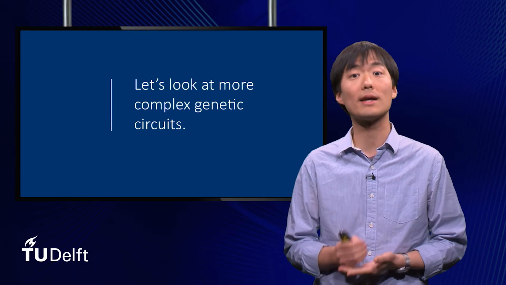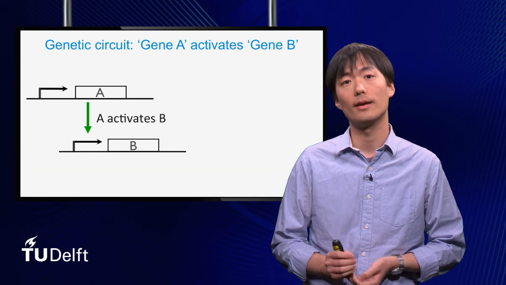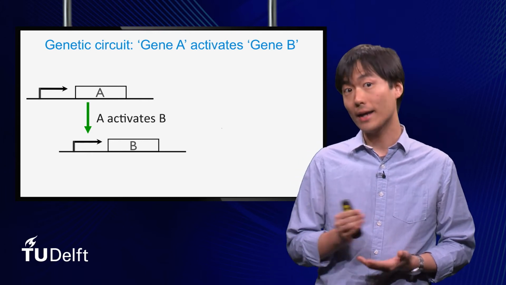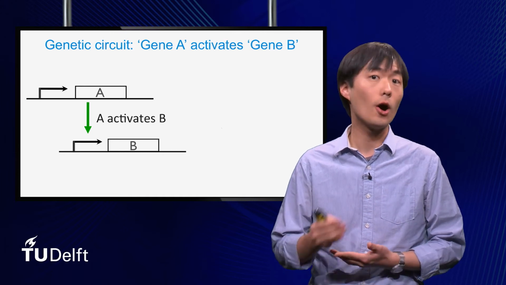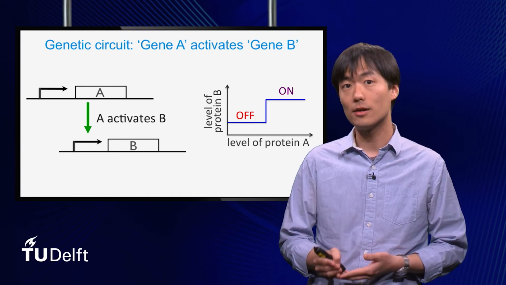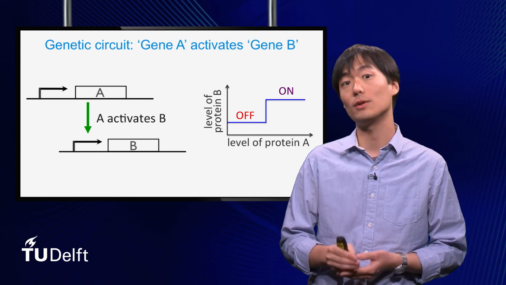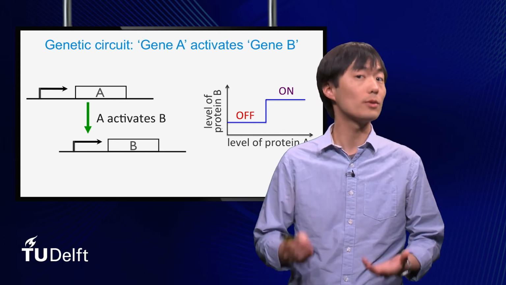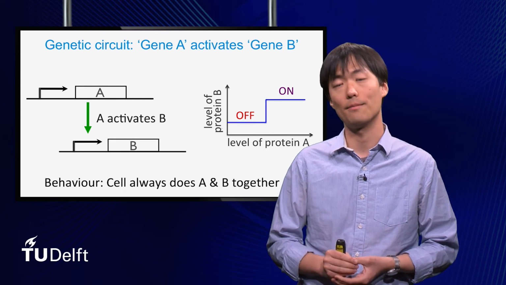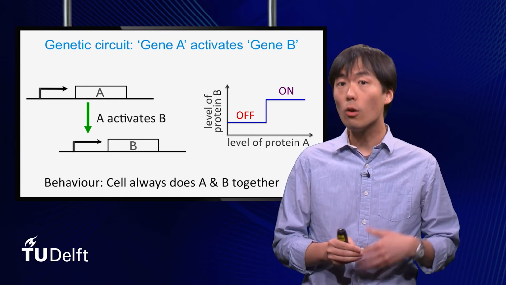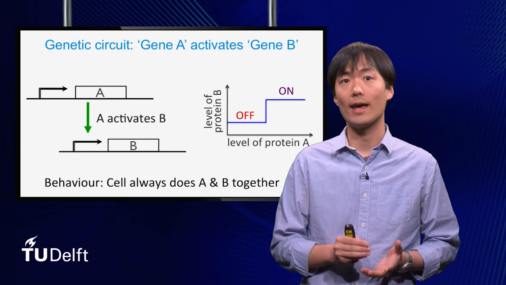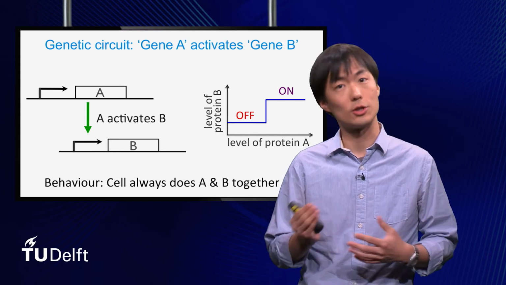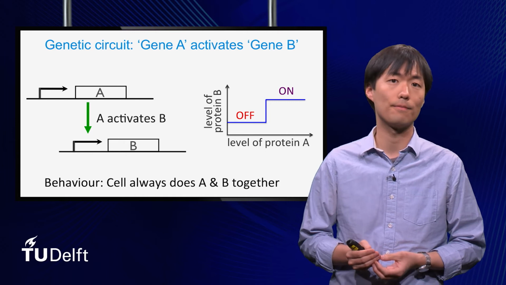Now let's look at more complex genetic circuits. In this circuit, gene A makes protein A. This protein A binds to the promoter of B and turns on the production of protein B. Here, we see that if the cell makes a lot of protein A, then there will be a lot of protein B as well, due to more protein A causing production of more protein B. So this allows the cell to always do two tasks, one controlled by A and the other controlled by B at the same time. But the cell cannot do just A or just B without doing the other task.